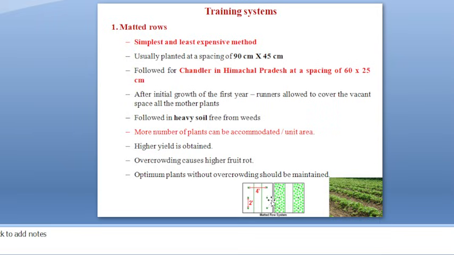Initially they will be planting one plant, and in later stages it will produce a large number of daughter suckers, and it will look like a mat. The main problem in this system of planting is overcrowding, and there will be chances of occurrence of root rot problem. So this is the main drawback. We have to avoid this by proper management of the plant population. The advantage here is we can accommodate more plants per unit area, and the problem is fruit rot.